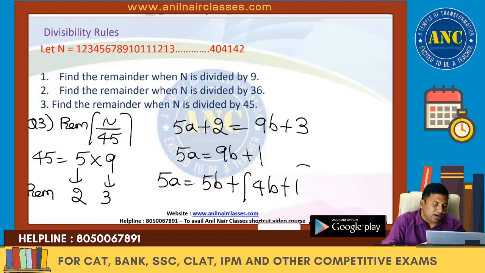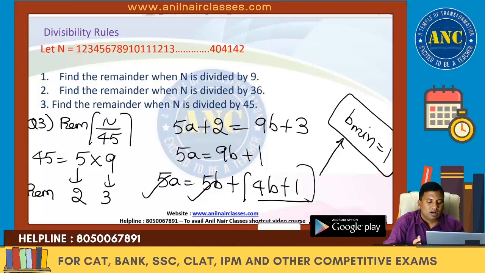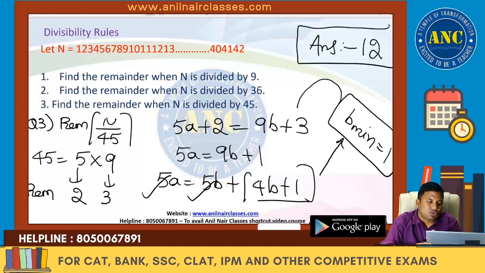I hope you are understanding how I am writing the equation. Divisible by 5, divisible by 5. 4b plus 1 should be divisible by 5. b minimum value is 1. So the answer is 9 plus 3. The answer for this question is 12. I hope the idea is clear.